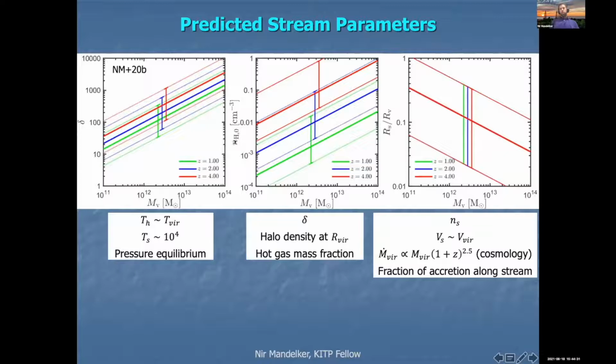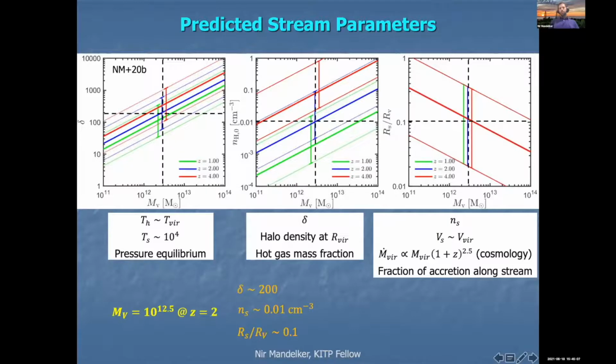In the center here, I'm showing the actual physical stream density as it enters the halo at the virial radius. This will be important for when I include cooling into the discussion in a few slides. And once you know the density contrast and you have an approximate model for what the density of the hot CGM should be at R_vir, it's very easy to derive the stream density. And this is the stream radius divided by the virial radius, which depends on the stream density, the assumption that the stream velocity is of order the virial velocity, and what we know the accretion rate onto the halo to be from cosmology, and what fraction of that would be along a given stream.